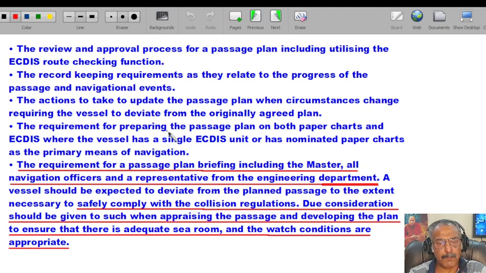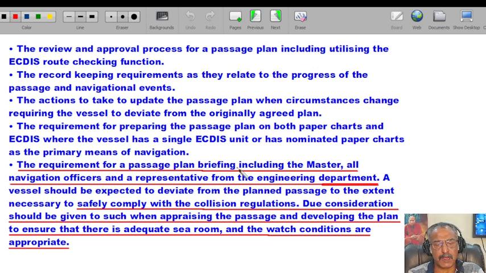The requirement for preparing passage planning on both paper charts and ECDIS, where the vessel has a single ECDIS unit or has nominated paper charts as the primary means of navigation, as per your SEQ. Some ships must still be sailing with a single ECDIS, and subsequently they have to maintain the chart folio, and the whole passage plan drawn on the chart has to be replicated on the ECDIS or vice versa.